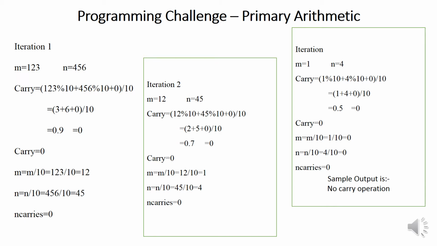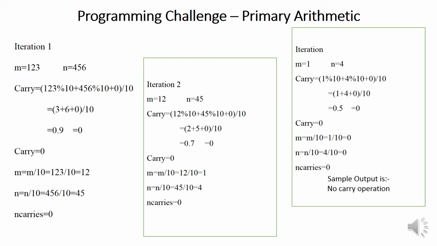So in iteration 1, we take m equal to 1, 2, 3 and n equal to 4, 5, 6. So how do we calculate it? First of all, we find the carry. When we find the carry, we take the mod of the first number plus the mod of the second number plus the previous carry, which is 0. So we add 0 here, and after the calculation, 1 2 3 mod 10, the answer of that mod is 3. 4 5 6 mod 10, the answer of that mod is 6, and carry is 0.